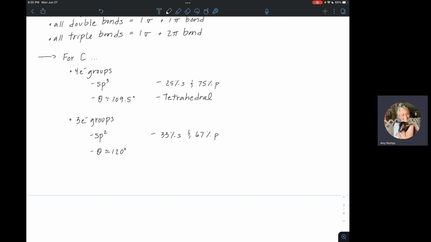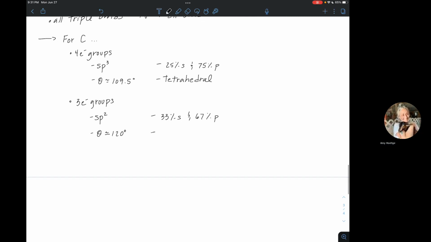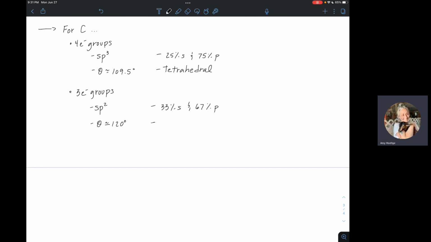These little numbers you don't have to remember, but just in terms of remembering, hey, what's stronger? The more S character you have, the stronger the bond. This is going to be trigonal planar. Planar means flat, right?